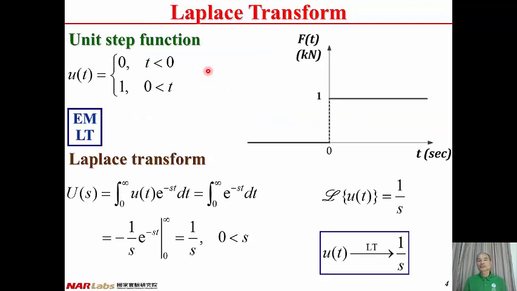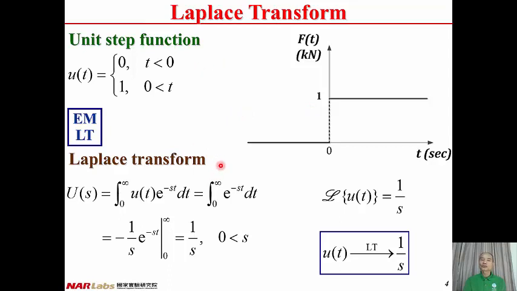Let us consider the unit step function first. Unit step function is a function that equals 0 when t is negative. When t is positive, the function equals 1. When t equals 0, there's a jump from 0 to 1. The height of the jump is 1 unit. Therefore, it's called unit step function.